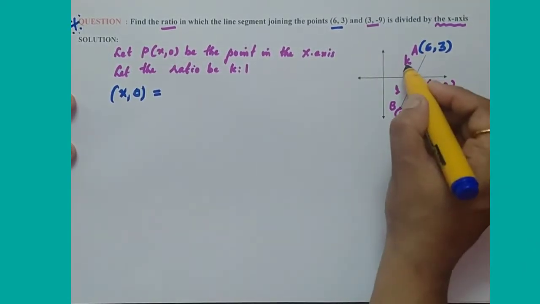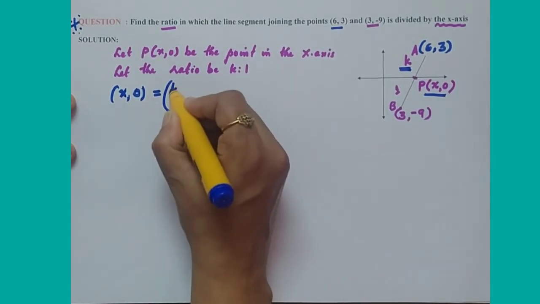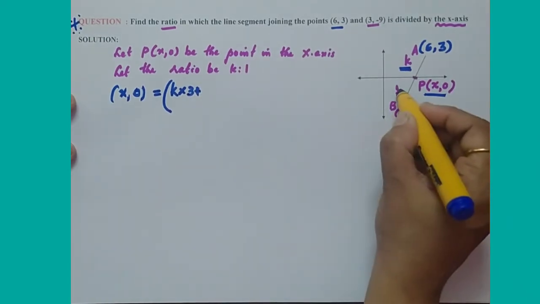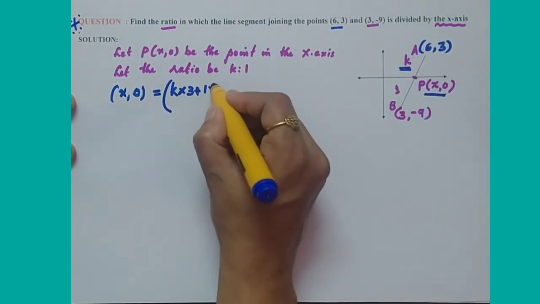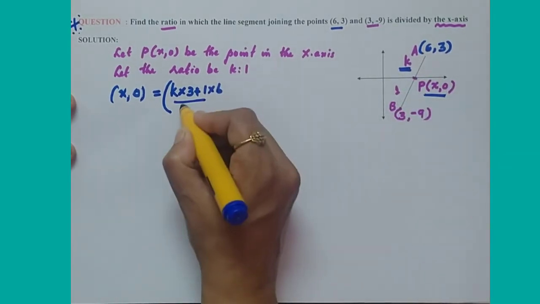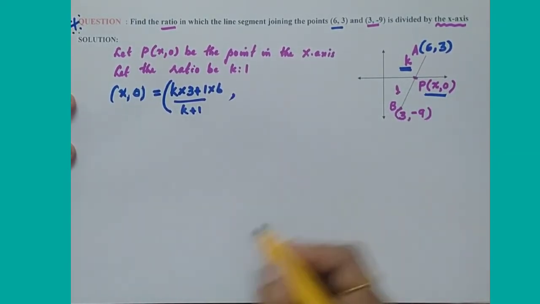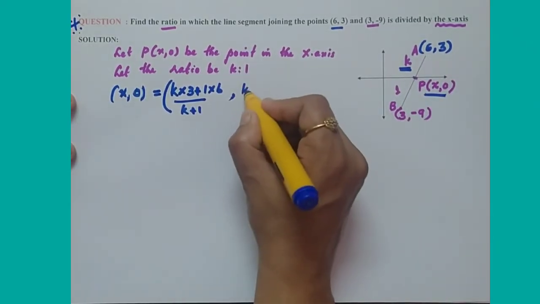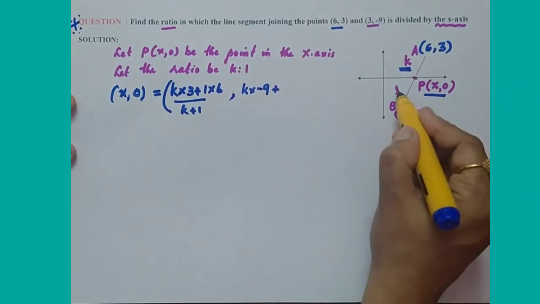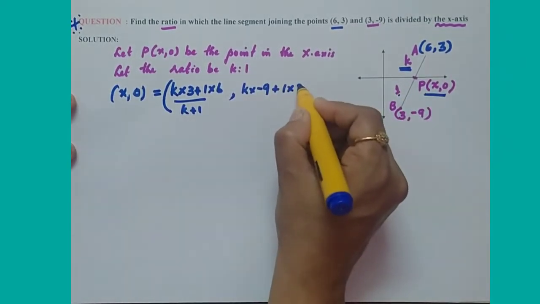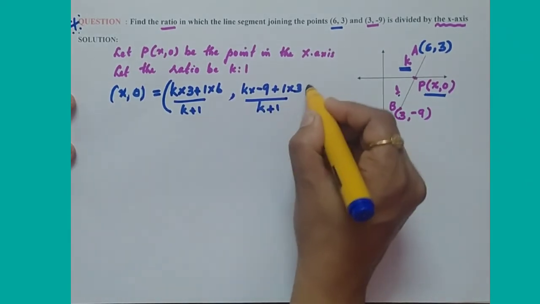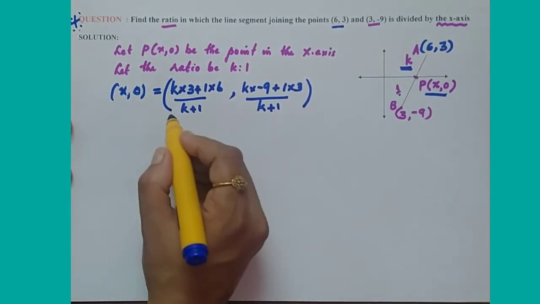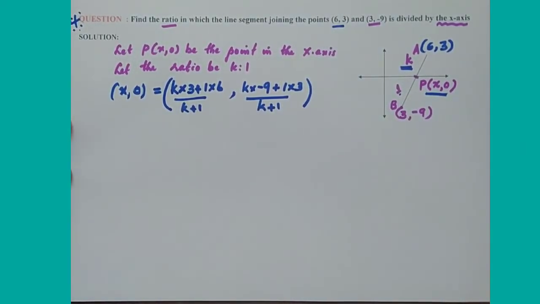Section formula: K into the far away x coordinate, which is 3, plus 1 into the far away x coordinate, which is 6, divided by the sum of the components, K plus 1. And the y coordinate I am going to write as K into the far away y coordinate, minus 9, plus 1 into the far away y coordinate, 3, divided by K plus 1, that is the y coordinate. Just one simplification we can do. All the questions you need to do the same method. Section point on the left side, section formula on the right side.